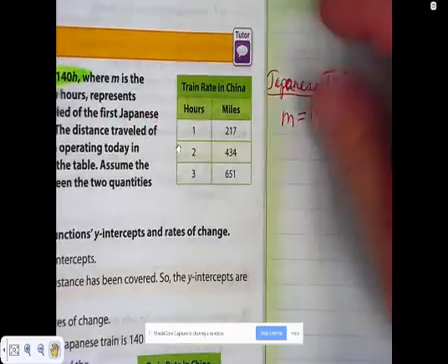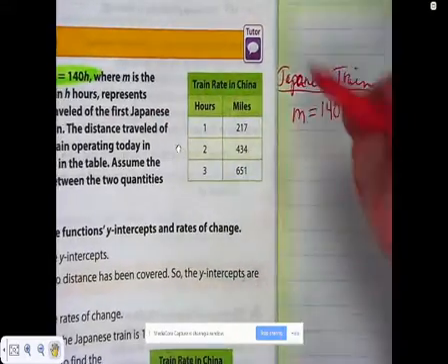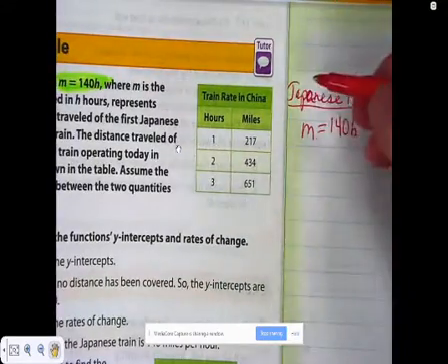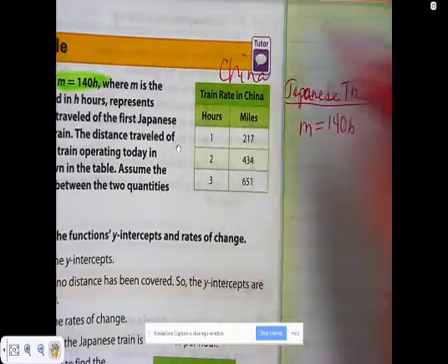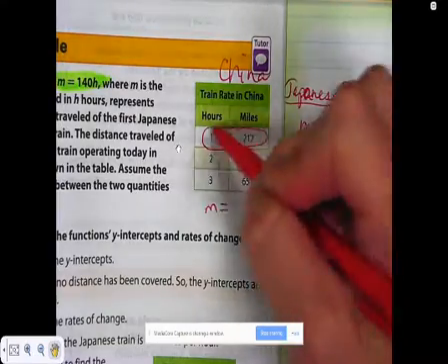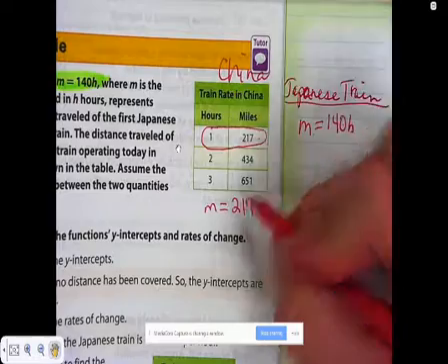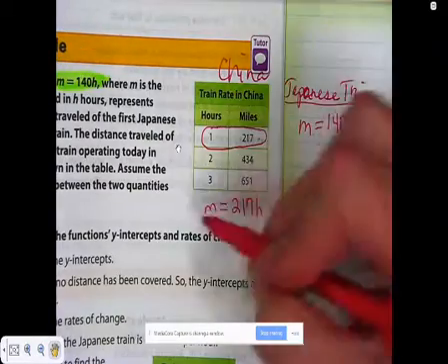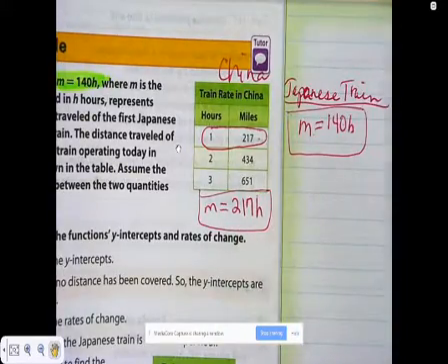Now, the distance traveled for a high-speed train operating today in China is shown in the table. All right, so let's write an equation for China's rate, how fast these trains go. So this is for China. And so their miles are, if you look right here, in 1 hour, it travels 217 miles. So 217 is your rate of change, your slope, your unit rate, and then the h would go here. Okay, so this is for China, and this is for the Japanese train.